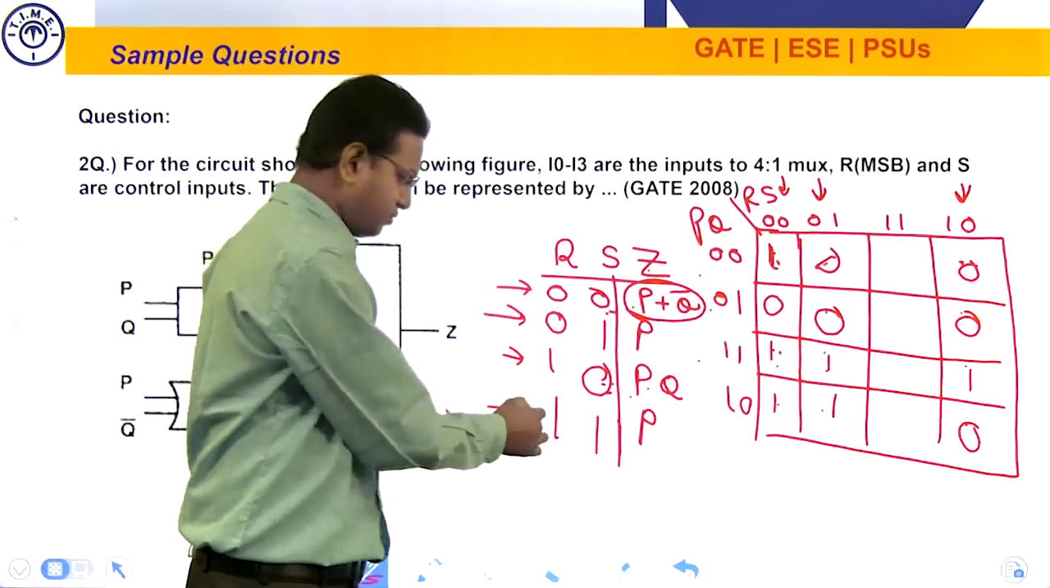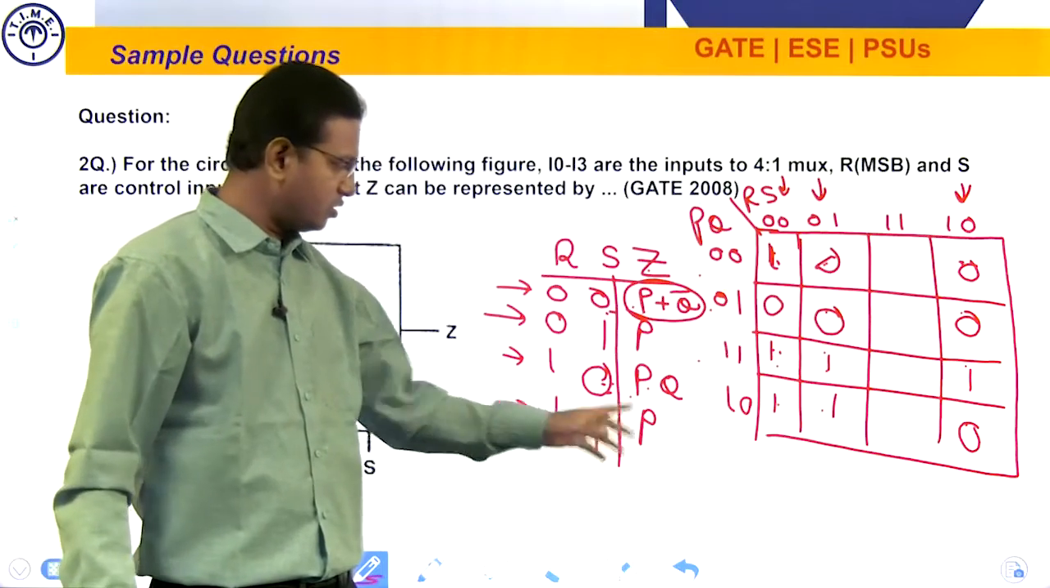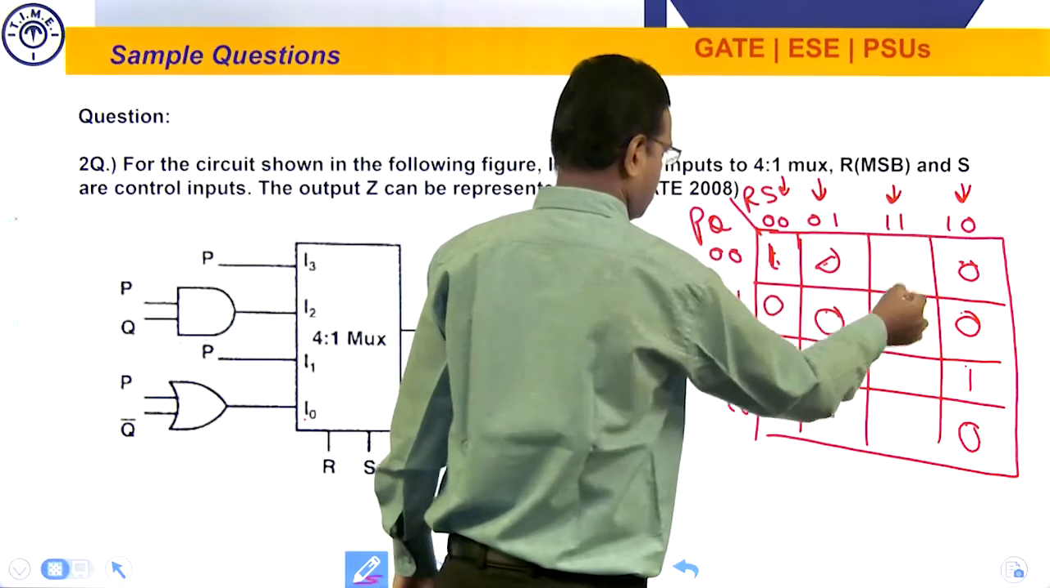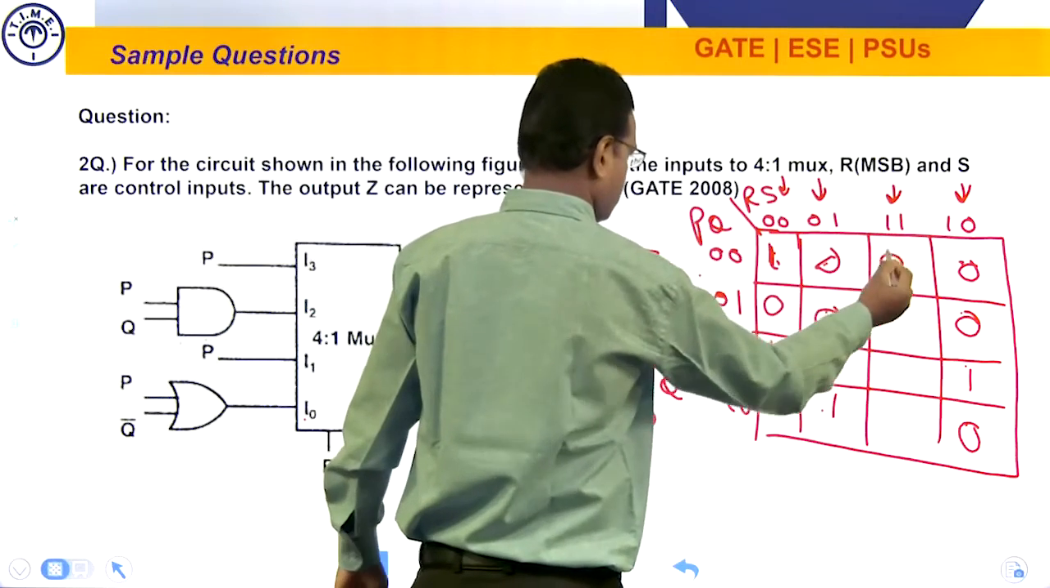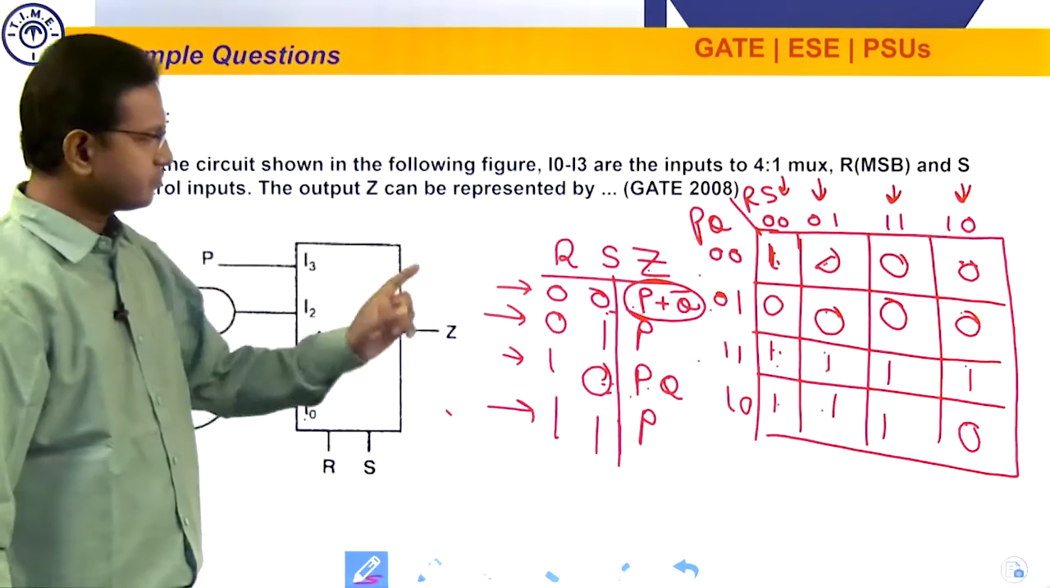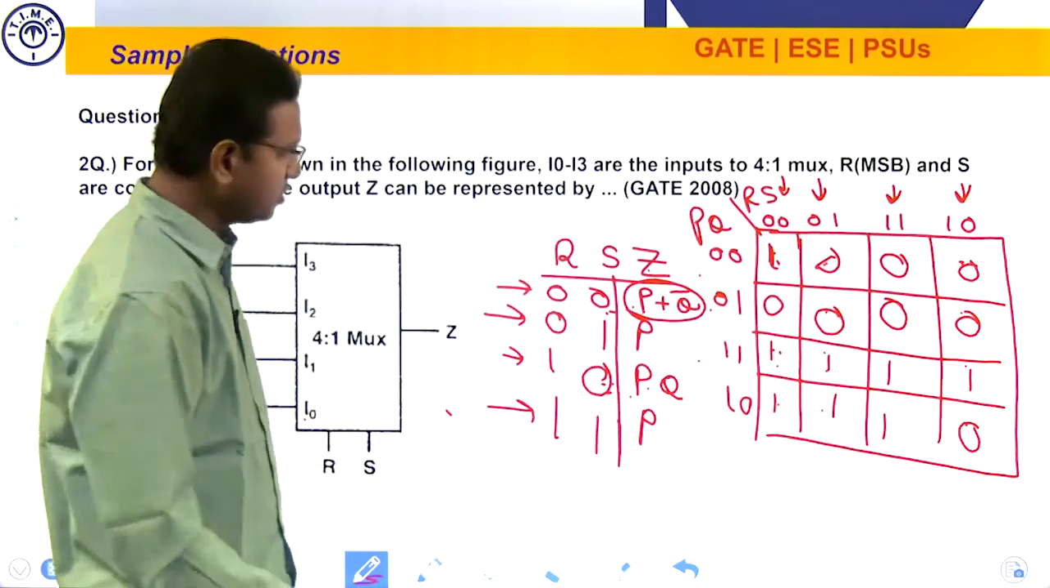And lastly RS is 1 1, and the Z value is P. So in these columns, where P is 0 this will be 0, and where P is 1 this will be 1. Similarly you can fill this. Now let us group the cells.